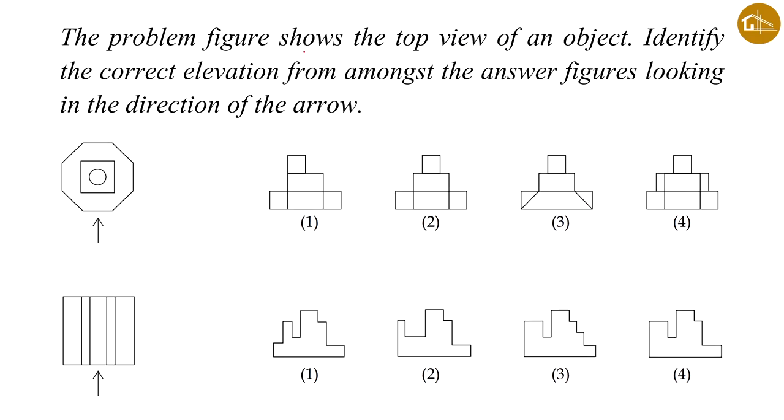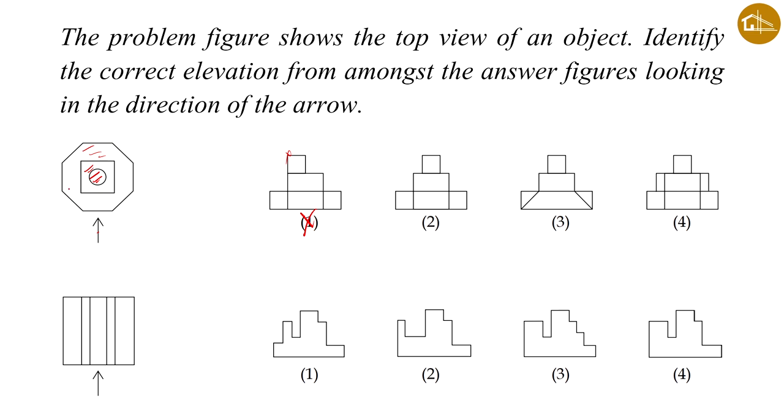The problem figure shows the top view of an object. Identify the correct elevation from amongst the answer figures, looking in the direction of arrow. So this is the top view. We have to find the elevation. Okay. So you can see that there are 3 levels, first level, second and third level. Okay. So if you see the first option, there are only two levels on this side. The left side, there are 2 levels. So this is the wrong answer.